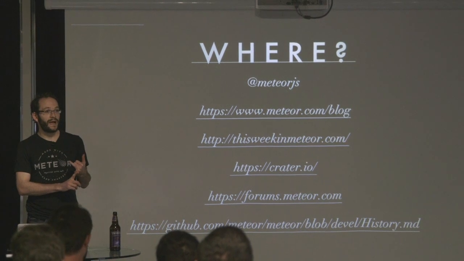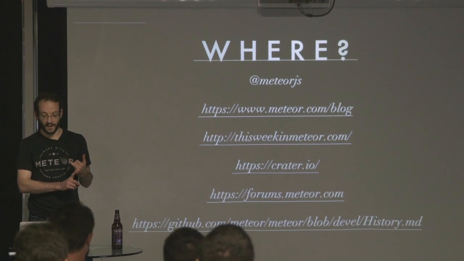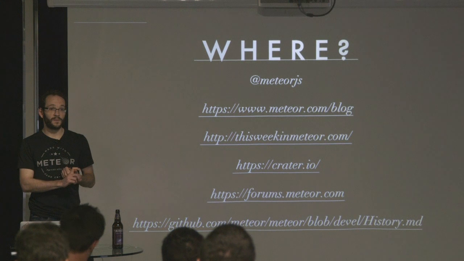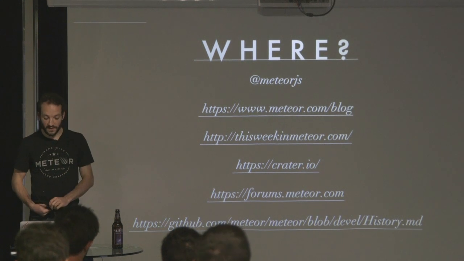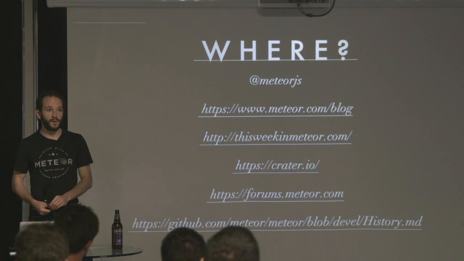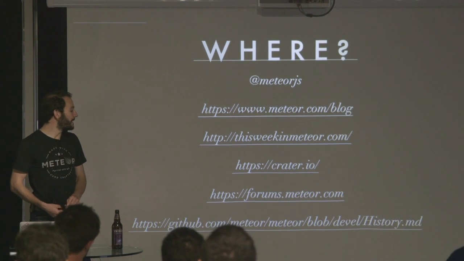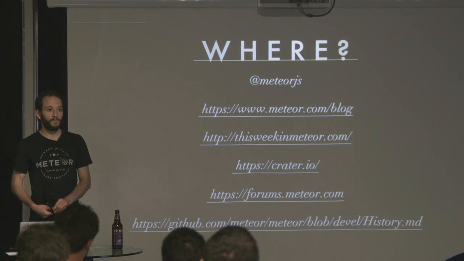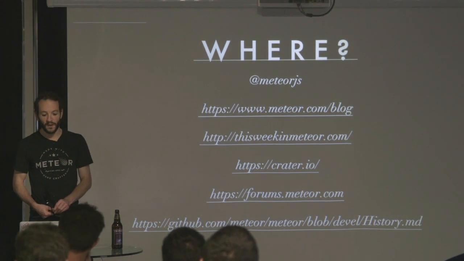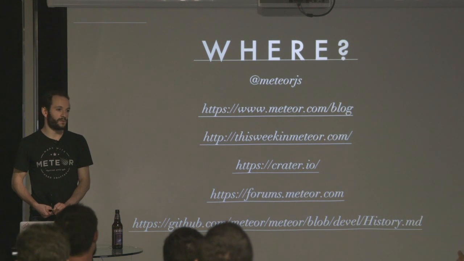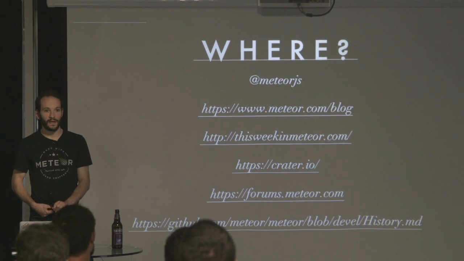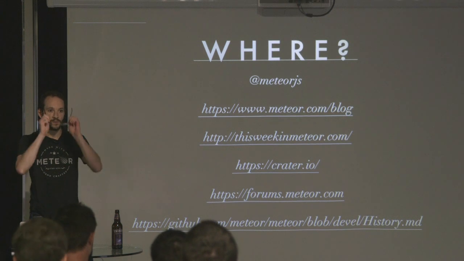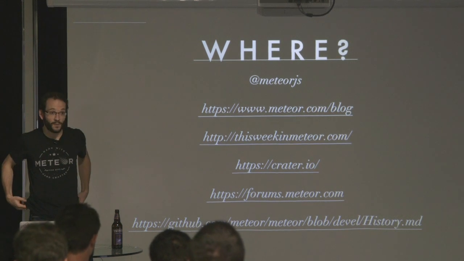Crater.io is like the Hacker News for Meteor. The Meteor official forums, there's loads and loads of volume on there, so there's quite a lot to read through, but all the interesting stuff gets mentioned. And the final thing, which looks like a slightly unwieldy URL, is just the History.md file on the Meteor repo on GitHub, where you can read about what's just been added in the new release and what's coming in the next release, and it's always worth keeping up to date with if you're really interested in cutting-edge Meteor.